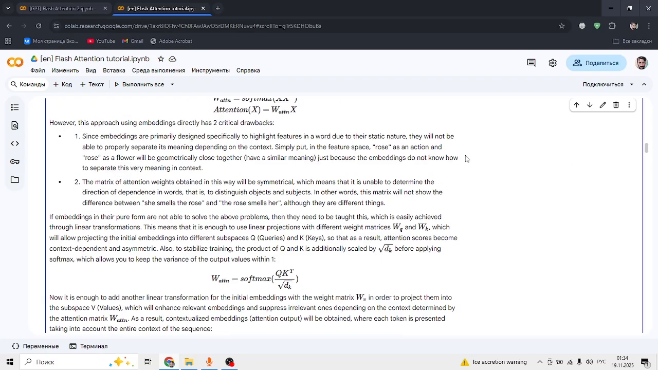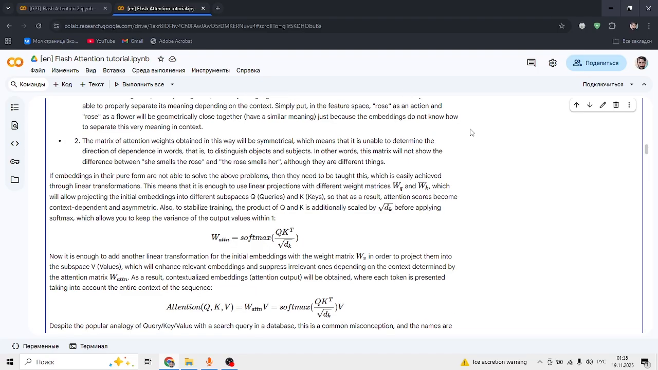First of all, embeddings are primarily designed to highlight features in a word due to their static nature. That means that they won't be able to properly separate its meaning depending on the context. Simply put, in the feature space, rose as an action and rose as a flower will be geometrically close together. And that means that they will have a similar meaning, only because the embeddings don't know how to separate this very meaning in the context.